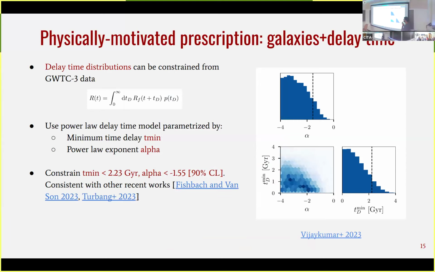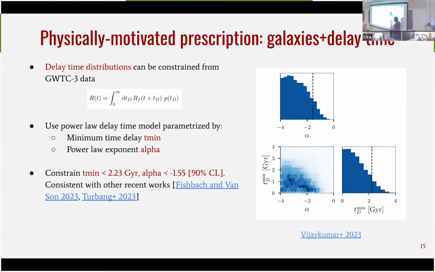So we then thought of applying a physically motivated prescription, which uses galaxies and corresponding delay times. So already from the redshift evolution of the merger rate, we can actually constrain the parameters of this delay time. So this is the TD min or the tau min that I mentioned on the last slide, and this is basically the slope of the power law time delay distribution.